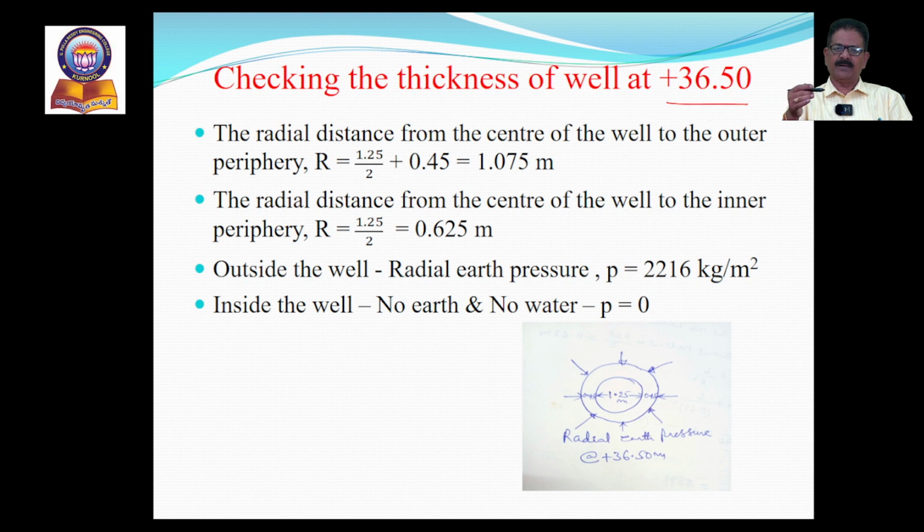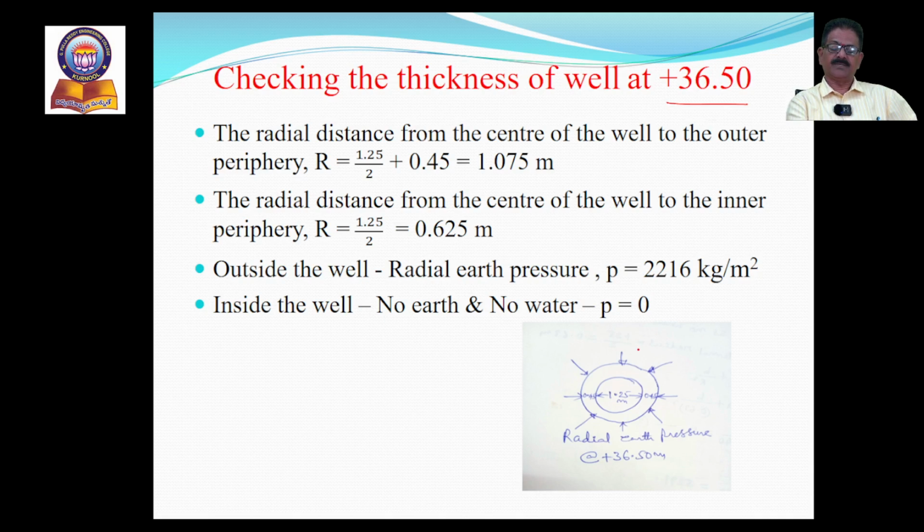Once again, I will repeat these boundary conditions: radial distances outside and inside, and pressure acting outside and inside. With this information, we have to calculate the hoop stress. First of all, we have to evaluate the arbitrary constants A and B, and then we can calculate the hoop stress. This cross section explains the well at this particular level, plus 36.50 meters.